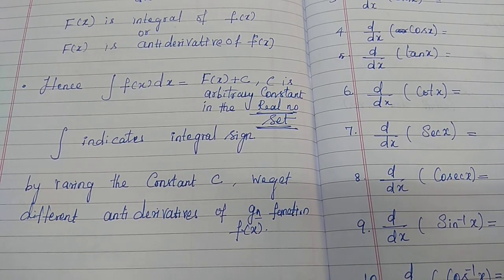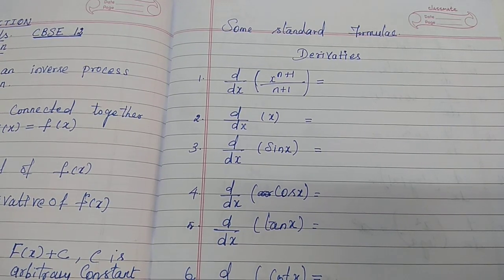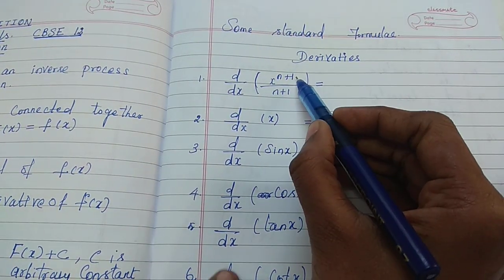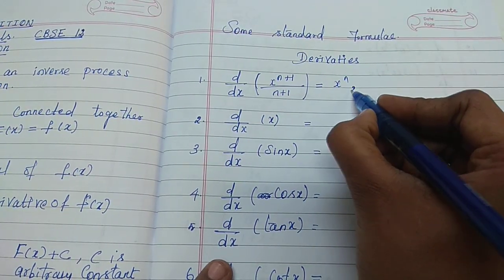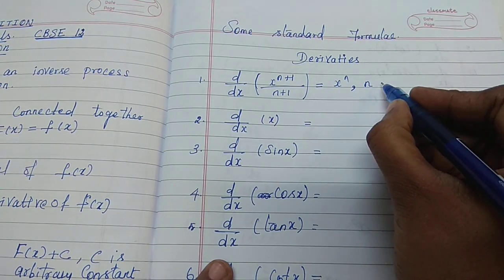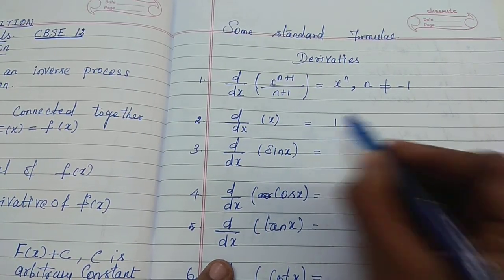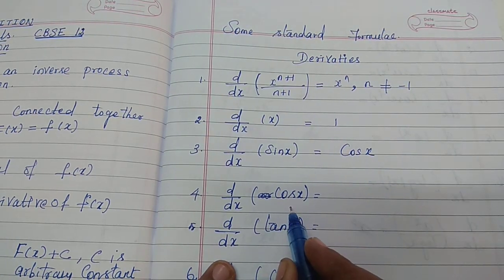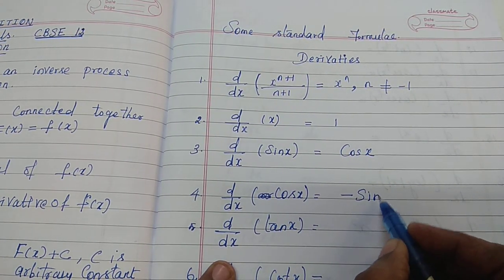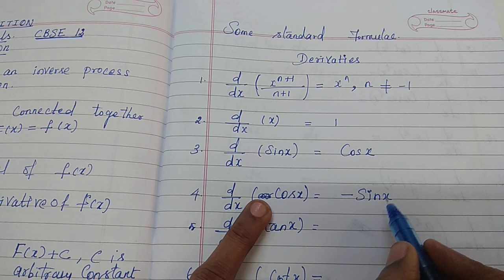Now we will learn some standard formulas in derivatives and antiderivatives. So d by dx of x power n plus 1 by n plus 1 is equal to x power n. Here n satisfies the condition n is not equal to minus 1. Differentiation of x is 1. Differentiation of sin x is cos x. Differentiation of cos x is minus sin x.